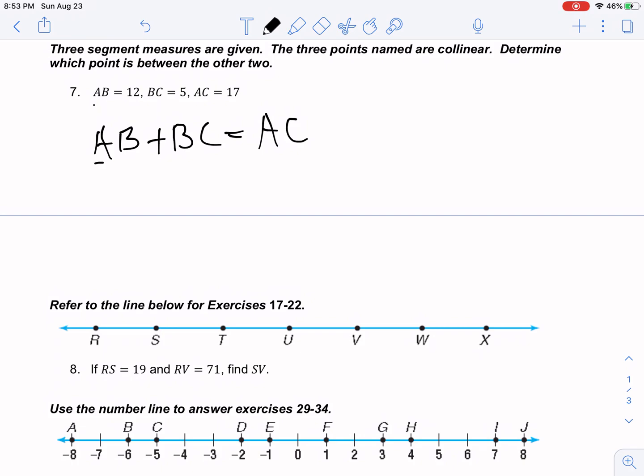Since these two add up to be the total length, what point do these two both share? They both share a B, right? So B is in between the others, between A and C.